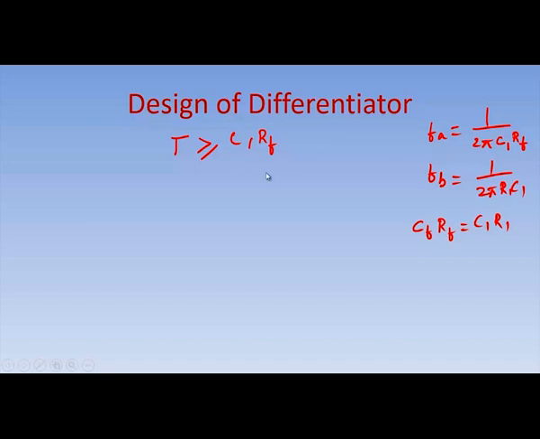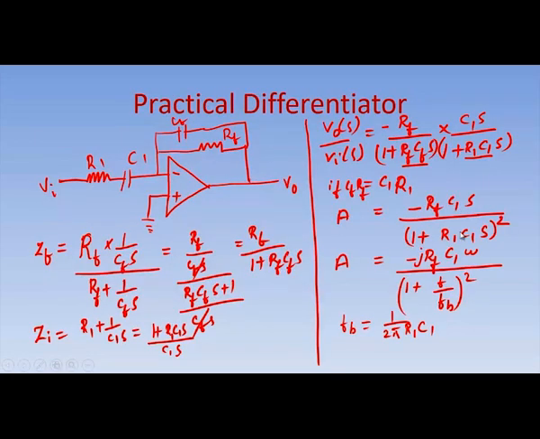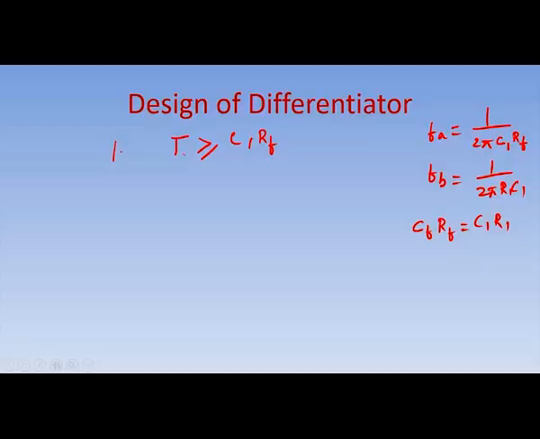It must be greater than or equal to C1 RF. So if this time period is very high, then these two product terms are neglected, and you will be having only minus RF C1 S. So that is nothing but the gain of the ideal differentiator. So that is the first design step in the design of the differentiator. The time period of the input signal must be greater than or equal to C1 RF.